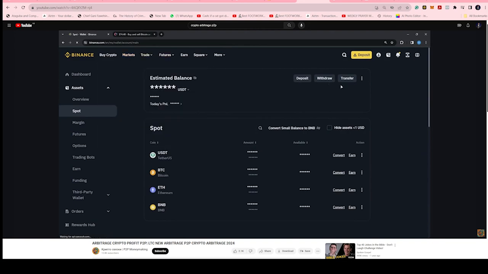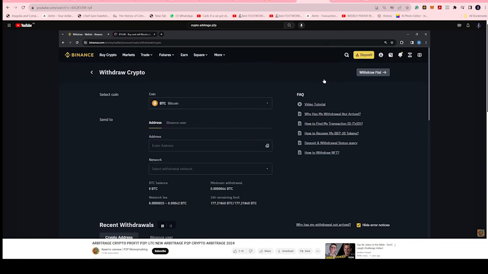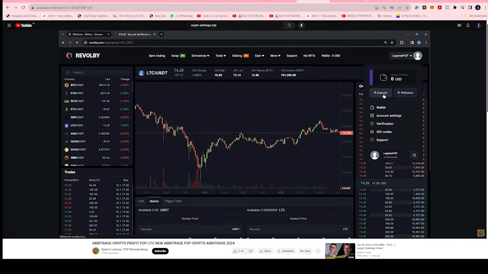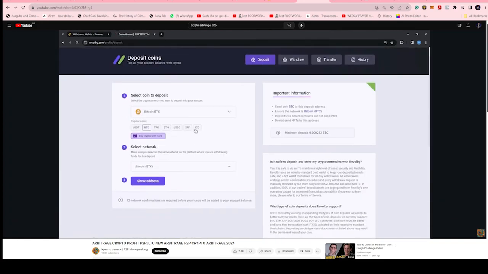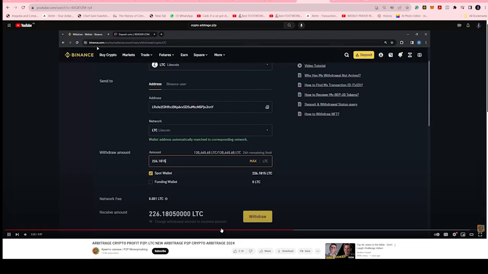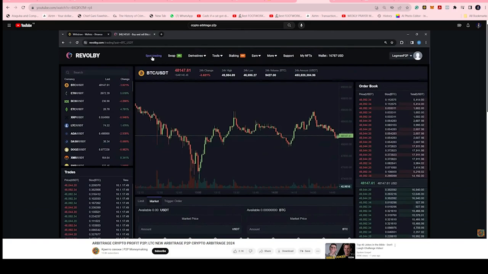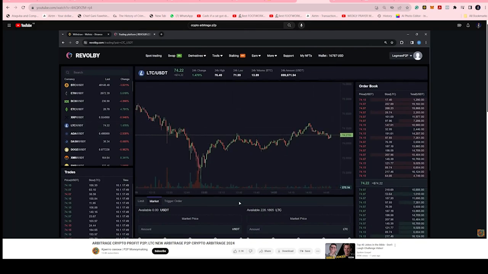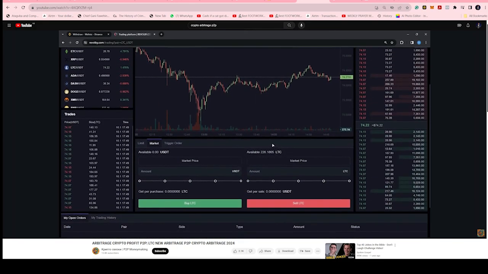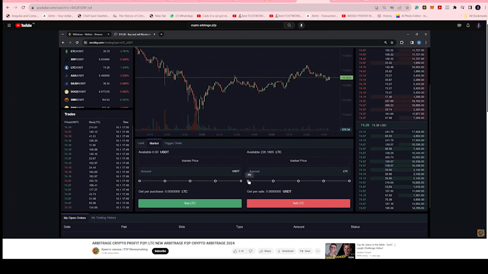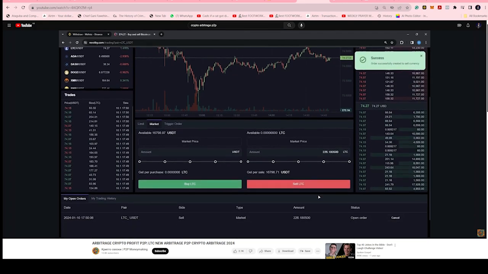After successful purchase, we go to the funding wallet section and click withdraw to deposit to Revelby. On the Revelby exchange, go to the profile, click deposit, select Litecoin, copy and paste the address to Binance. Enter the amount you deposited earlier. After successful transfer, we return to Revelby and go to the spot trading section. Then look for the trading pair Litecoin, USDT. And as we can see, the transferred coins from Binance were successfully credited to our balance. We enter them into the field and record a profit of almost $1,800.